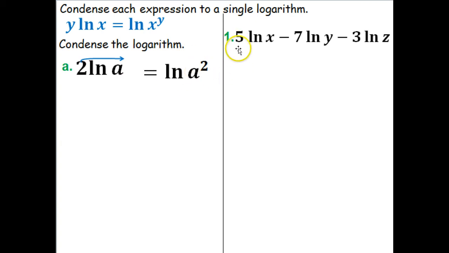Now let's look over here. I have a 5 here. That 5 will move around and become the exponent on my x. That'll be x to the 5th. This 7 will come around and be the exponent on my y. And this 3 will move around to be the exponent on my z.